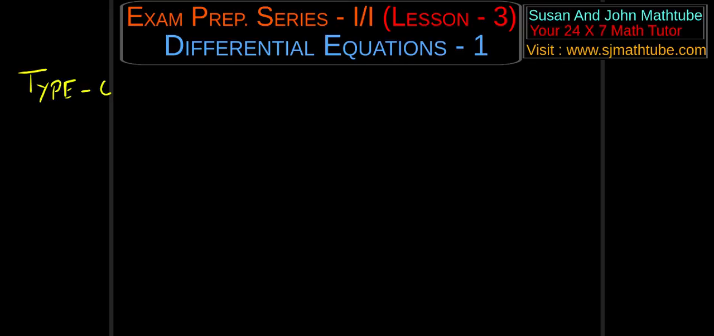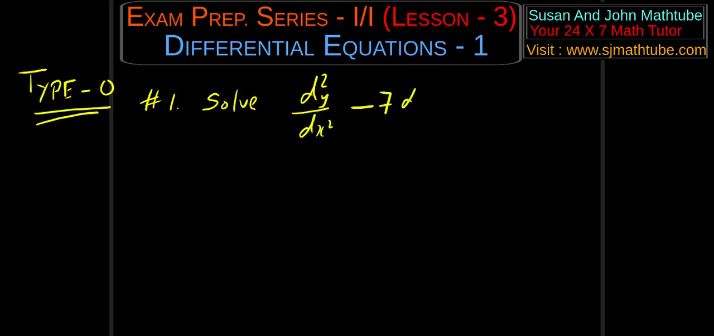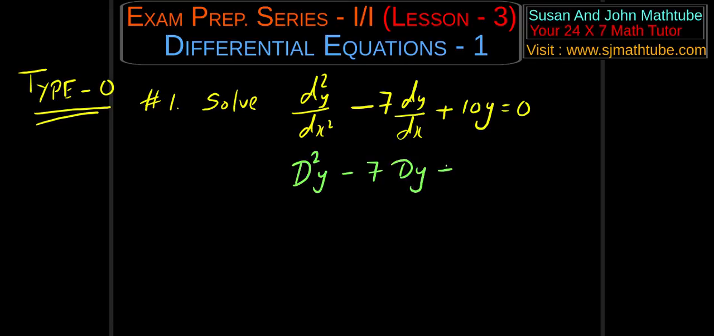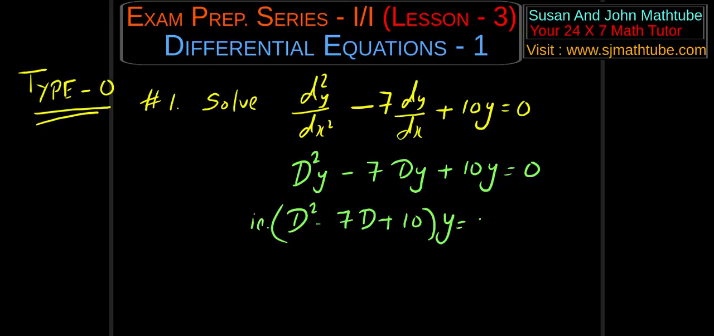So we are discussing type 0, and type 0 means the right side of the equation will be equal to 0. So let's solve one question. So the question is like solve the differential equation, the second order derivative, minus 7 dy by dx plus 10y equal to 0. So what's the first thing to do? Yeah, so you write d2y minus 7 dy plus 10y equal to 0. That is equal to 0.